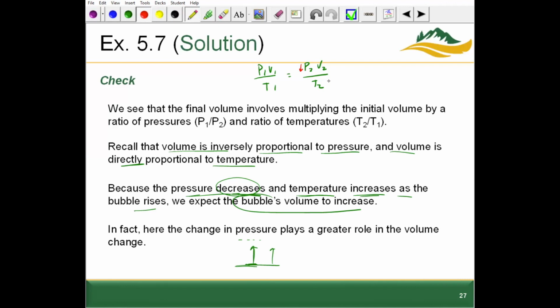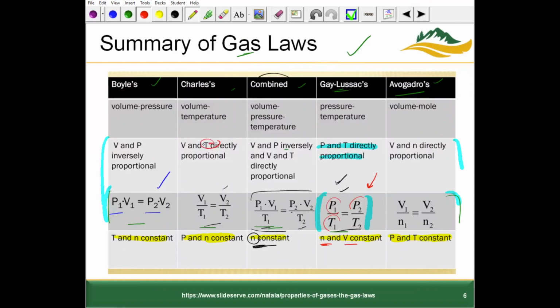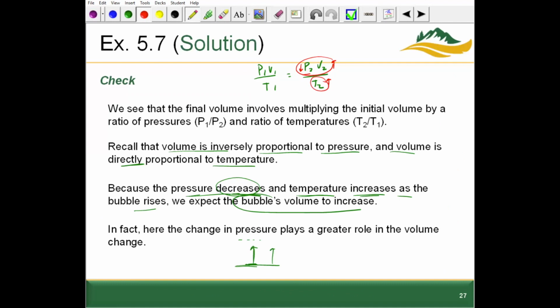The temperature is increasing here. If pressure is decreasing, we expect volume to increase, right? Based on that relationship between pressure and volume from Boyle's Law. Then as temperature is increasing, we expect the volume to also increase from Charles' Law, where volume and temperature are directly proportional. So with both Boyle's Law and Charles' Law, we ultimately do expect the volume to increase, and it does based on the value we got.